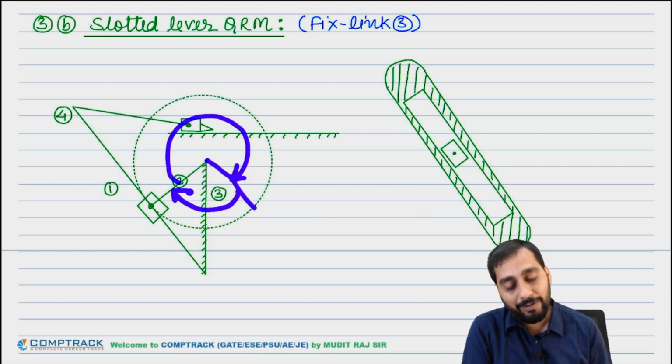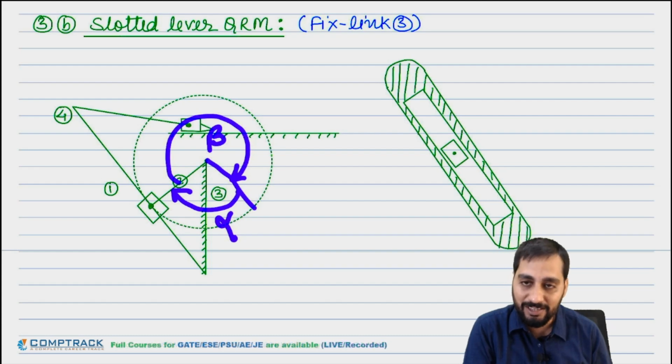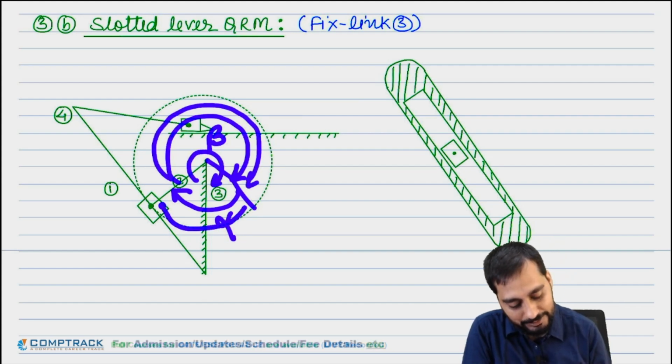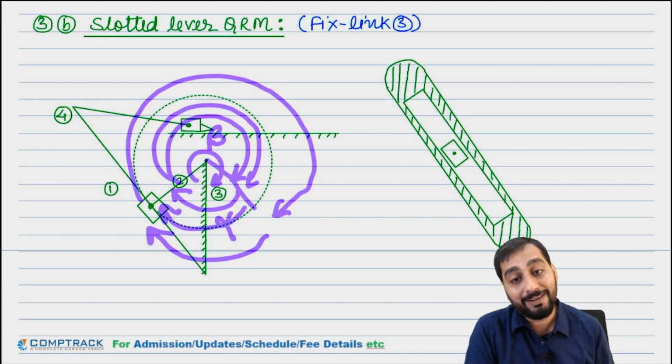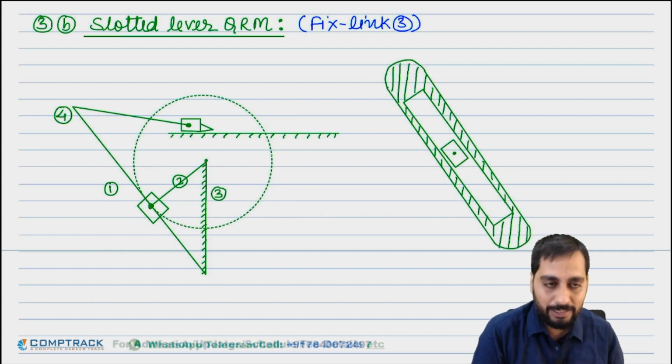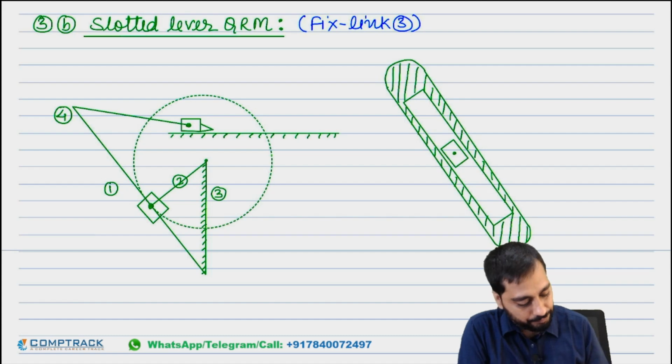So for the forward angle, again we will consider beta more than alpha. Alpha is small, this is the return angle, and beta is the cutting angle or forward angle. This link is rotating with constant omega, so it will take more time for beta and less time for alpha, more time for forward and less time for return. That's why its name is quick return mechanism. Clear? So draw this.